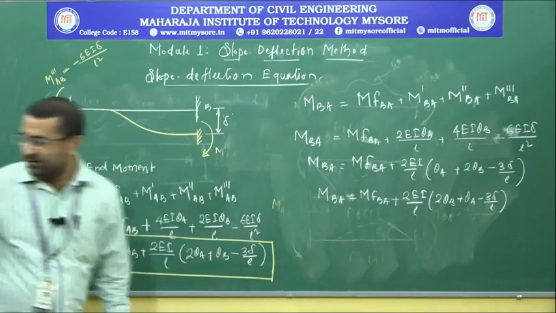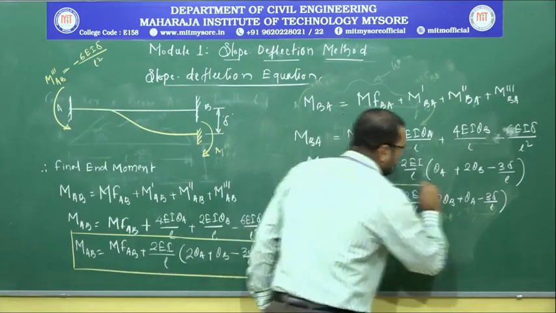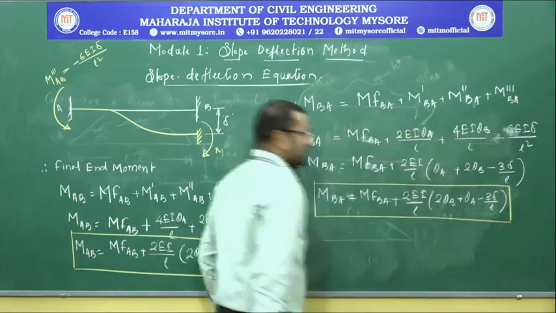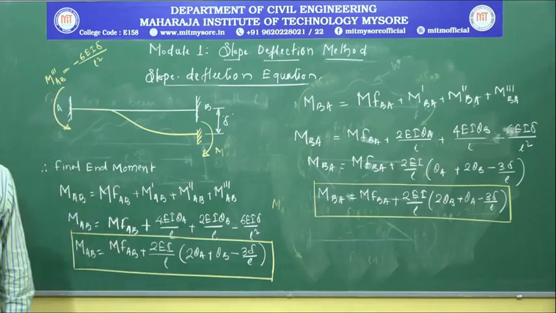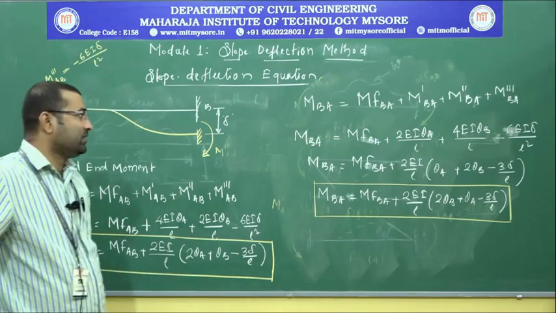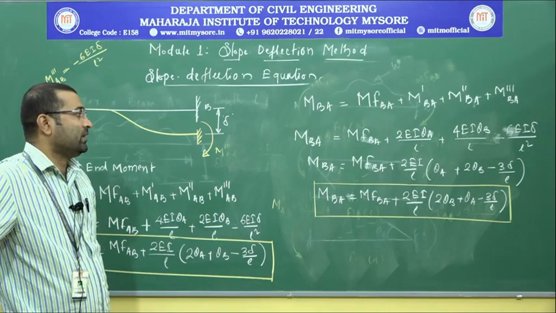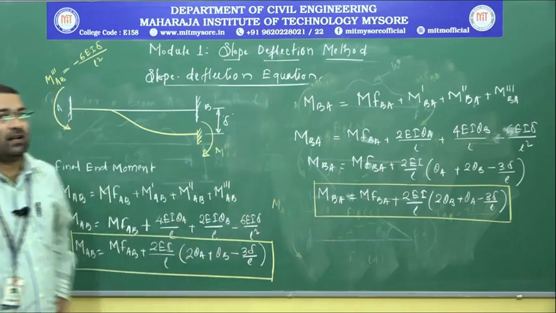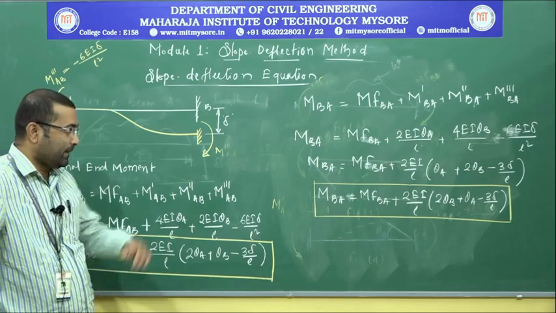So this is the generalized equation of bending moment at end B, which we can use to derive the final end moment for any type of beam with any support condition and any type of loading. So based on these two equations, we can analyze any type of indeterminate structures. Okay.